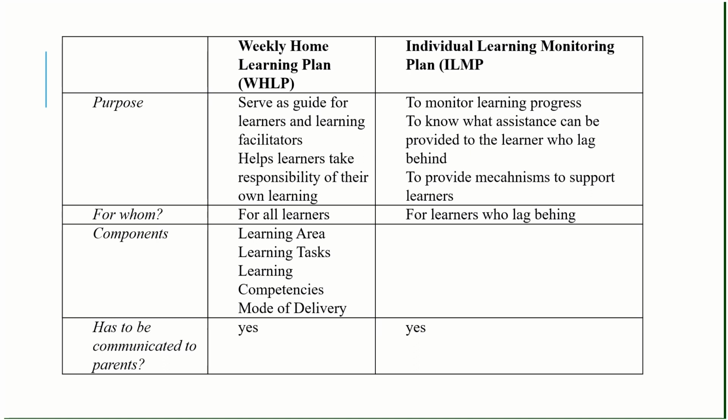For whom, the WHLP is for all the learners and the learning facilitator, the individual learning monitoring plan for the learners who lag behind. And the components, the WHLP components are learning area, learning tasks, learning competencies, and mode of delivery. Has to be communicated to parents? Yes.